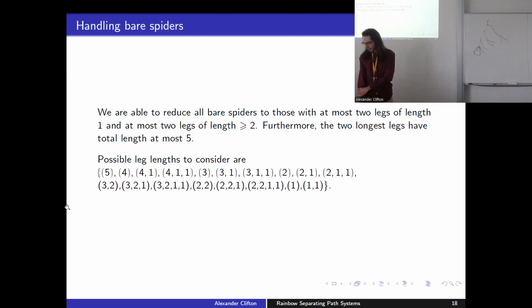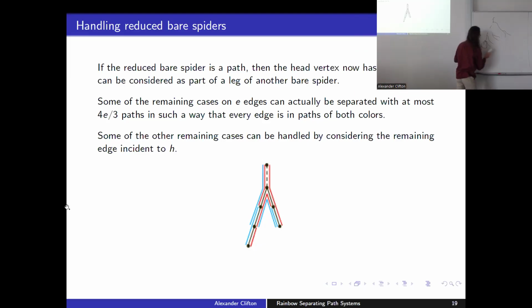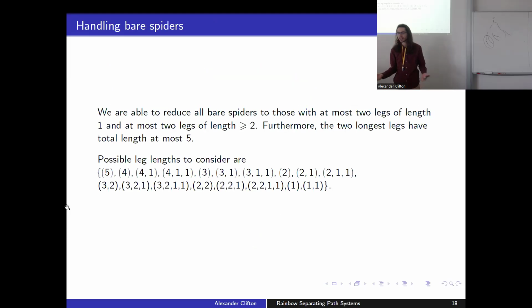And some of them aren't so bad. If you only have 1 leg left, so let's suppose I have this bare spider here and I've managed to kill all of that except for this piece here. Then you don't need to think of this as a bare spider anymore. Just think of it as part of the leg of the next bare spider. Anytime you only have 1 leg, you can defer it until later by combining it with what will ultimately be the next spider. Some of the cases, there's just some construction where you can do it with at most 4/3 the number of edges anyway, so we can ignore those.